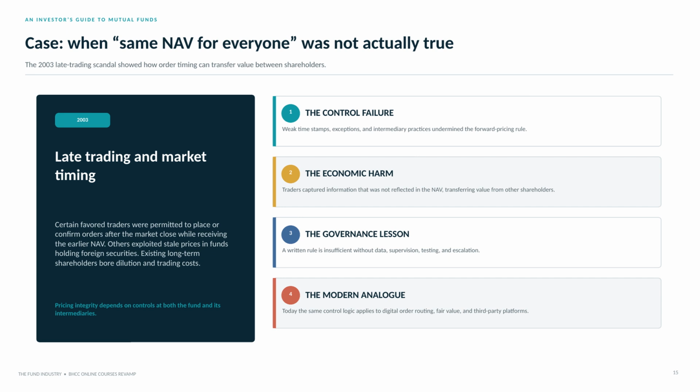The broader governance lesson is that a written policy is not enough. The organization needs data, testing, supervision, and consequences. Today, the same logic applies to digital order routing, fair value systems, and third-party platforms. Same price for everyone requires reliable clocks and controls, not merely good intentions.